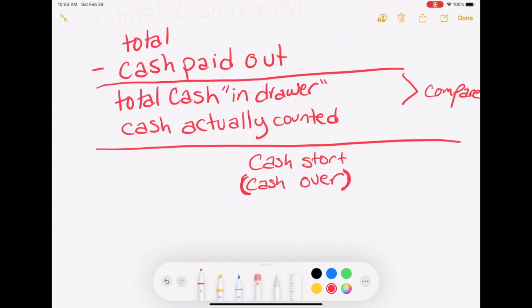But a lot of people can't really wrap their heads around that idea. I think a much easier way is just to actually look at the numbers and compare the two numbers and logically think through, am I cash short or am I cash over? And we'll do a few examples to make sure you understand that.